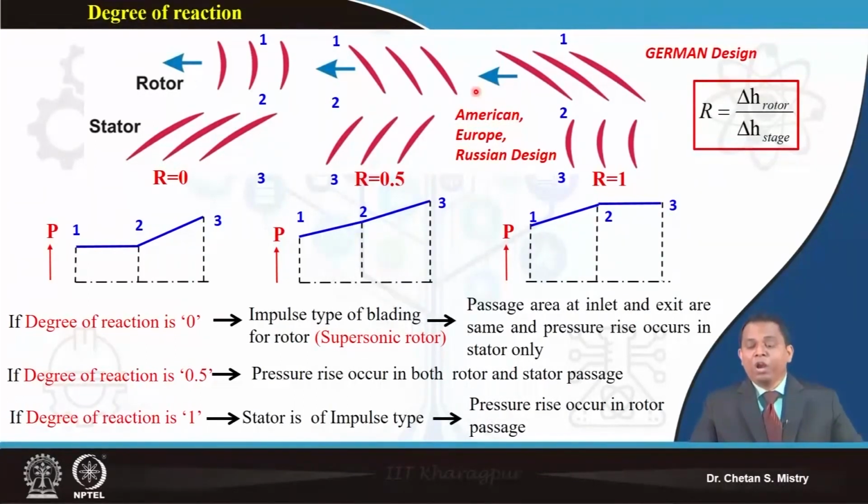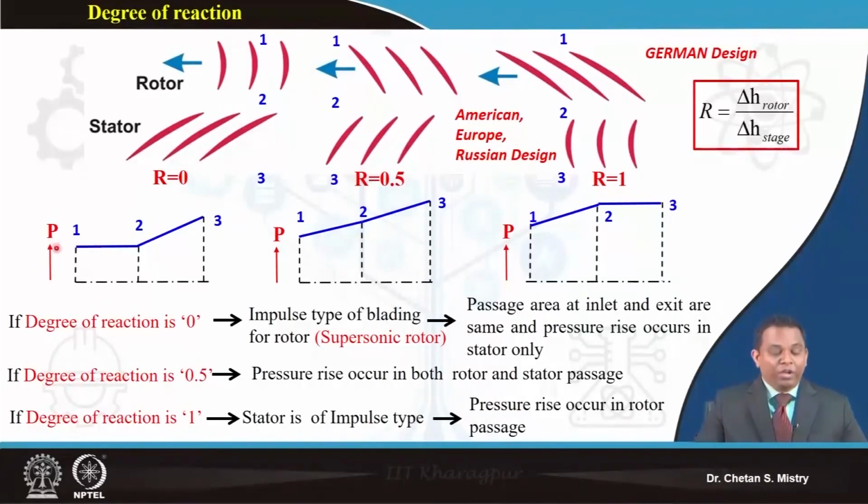Now what we have understood is that my degree of reaction basically represents my enthalpy rise in my rotor compared to my enthalpy rise in my stage. So if I consider my degree of reaction to be 0, the meaning is my enthalpy rise in the rotor is 0. If I plot the variation of pressure, with entry station 1 and exit station 2 for the rotor, from 1 to 2 I will not have any rise of pressure. So my pressure remains constant.